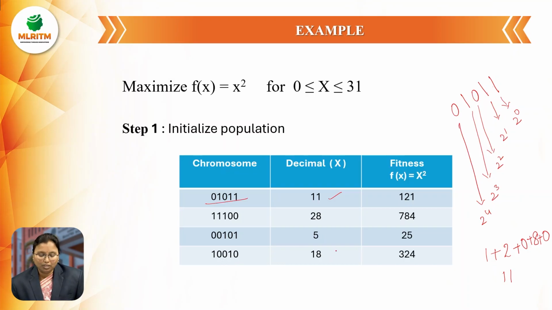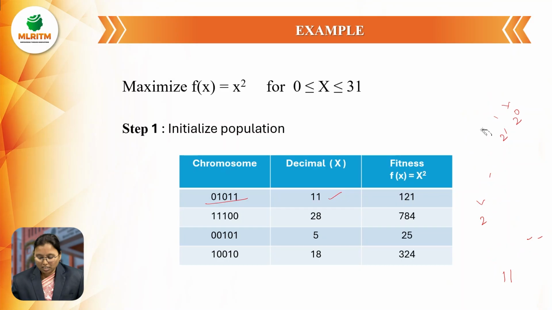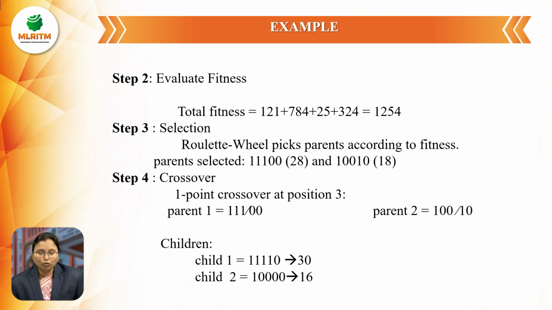Whatever we are taking, the function is f of x equal to x square. x square means 11 square, 11 into 11 is 121. 28 square, 28 into 28 is 784. 5 square, 5 into 5 is 25. 18 square, 18 into 18 is 324. So this is the initialization. Next, the second step is we go for evaluating the fitness function.